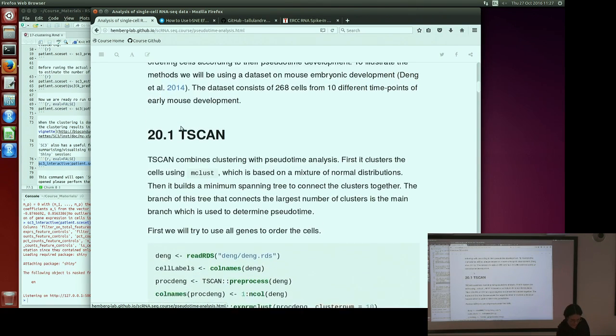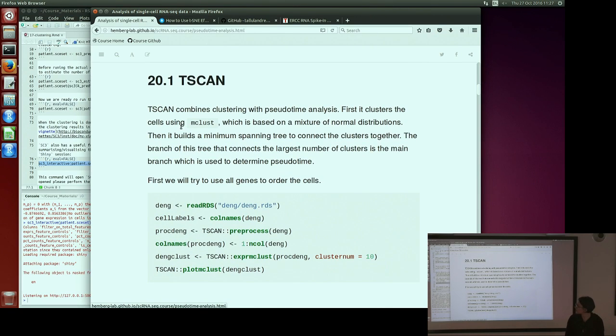So we're going to consider 3 different methods. The first one is TSCAN, which actually combines clustering with pseudotime. So essentially, it takes all of your cells, does a preliminary clustering using mclust, and then builds a minimum spanning tree between the different cluster centers. So you have a whole bunch of different cluster centers, and it draws lines between those cluster centers. And whichever branch of that tree has the largest number of clusters on it is defined to be the main branch and is used to calculate the pseudotime.